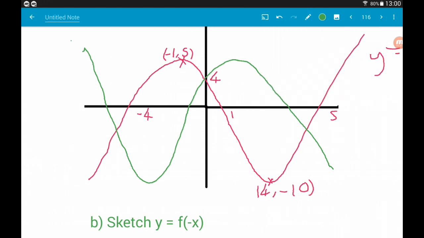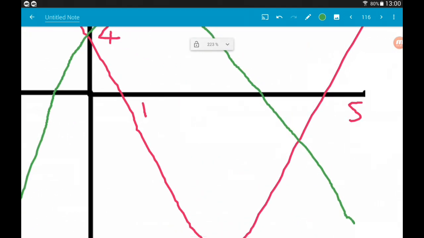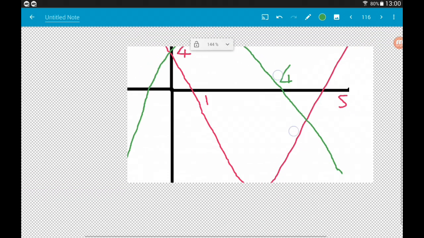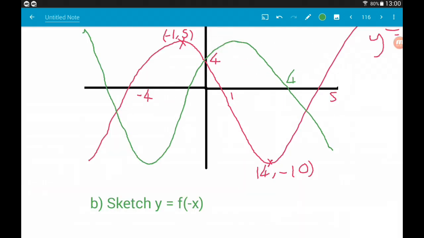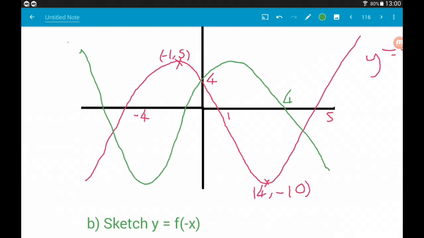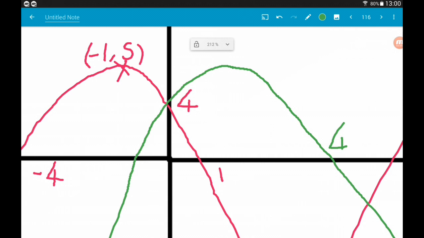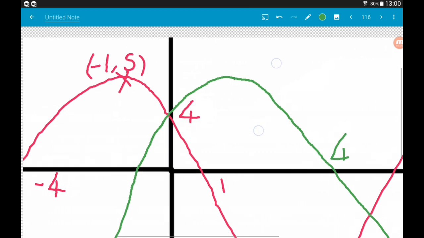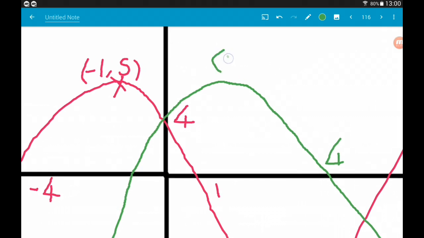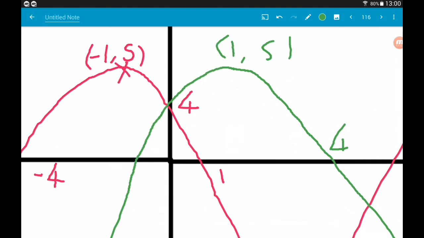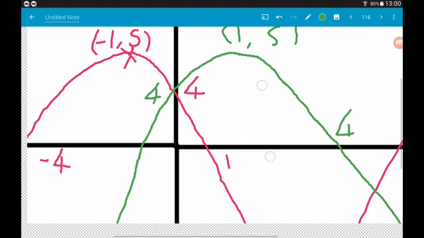So let's go through and label. The x-intercept over here is now going to be positive 4. So that's the minus 4 one reflected. This maximum, we know the y-coordinate is still going to be 5, but the x-coordinate, instead of being 1 to the left of the y-axis, is now going to be 1 to the right. So the coordinates of this are going to be 1, 5. The y-intercept is still 4.